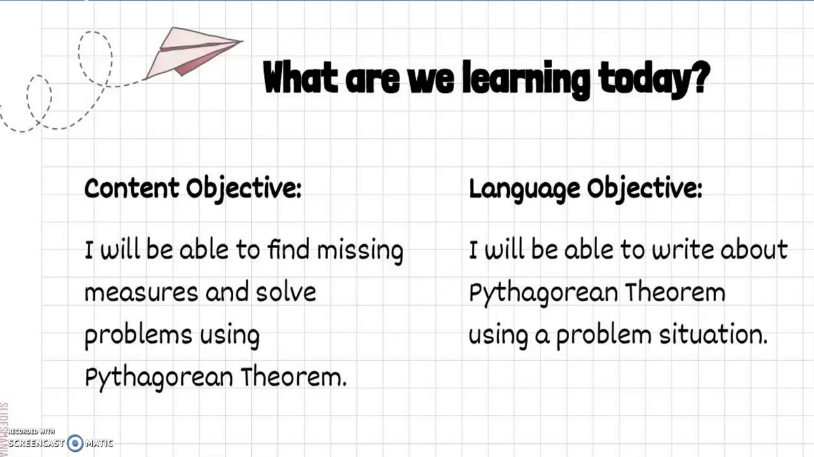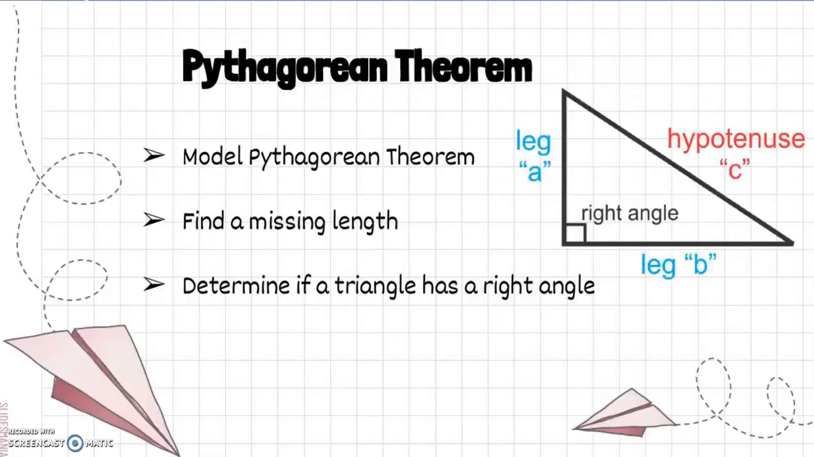So, what are we learning today? I will be able to find missing measures and solve problems using the Pythagorean theorem. I will be able to write about the Pythagorean theorem using a problem situation. We're going to cover three topics within the Pythagorean theorem. We're going to talk about the model, find a length, and determine if a triangle has a right angle. In other words, we're going to determine if it is a right triangle.